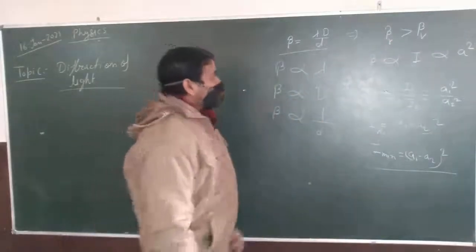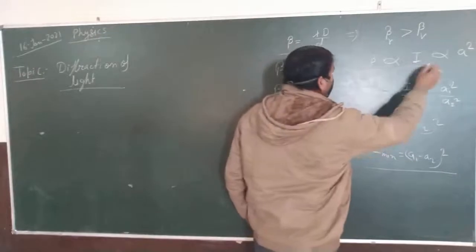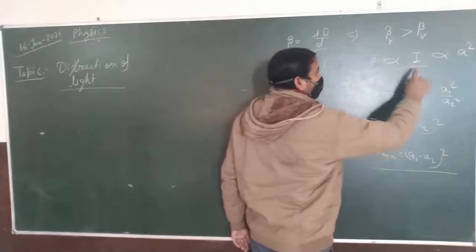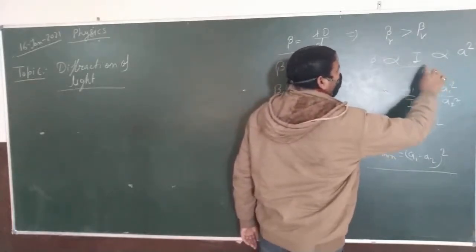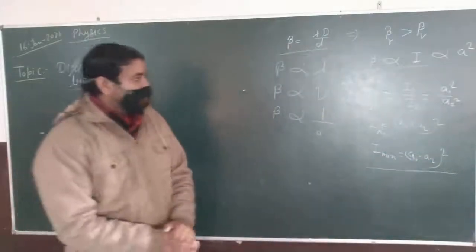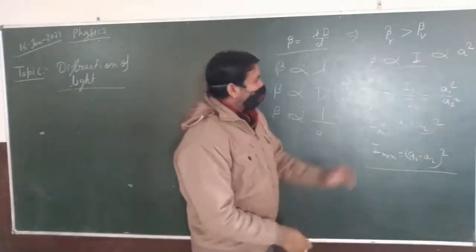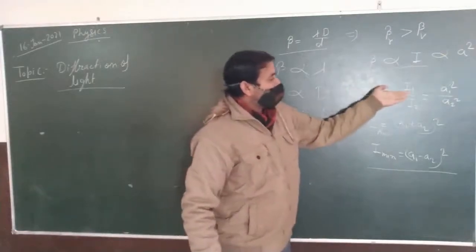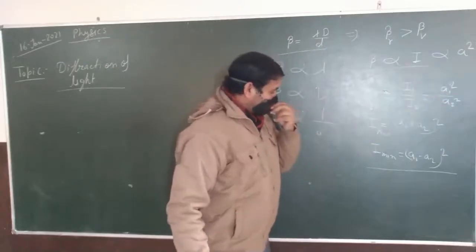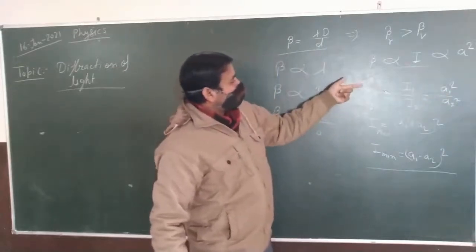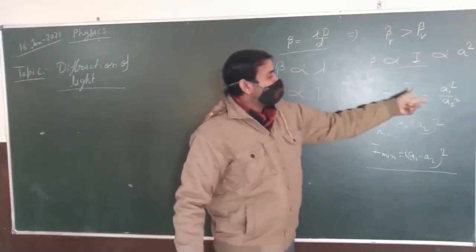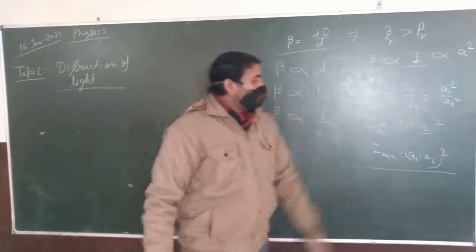Okay. Now, it is observed that beta is directly proportional to the intensity of light, and we have calculated that intensity is directly proportional to the square of the amplitude. So we can also compare the three quantities: fringe width, intensity of light, and amplitude. By comparing, we get the result that for the two sources, beta 1 ratio beta 2 is I1 ratio I2, which is A1 square upon A2 square.